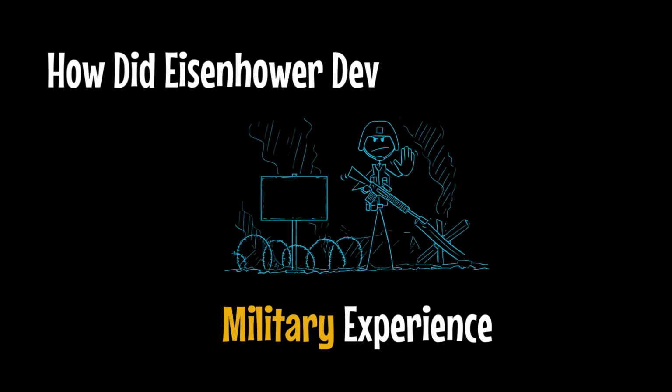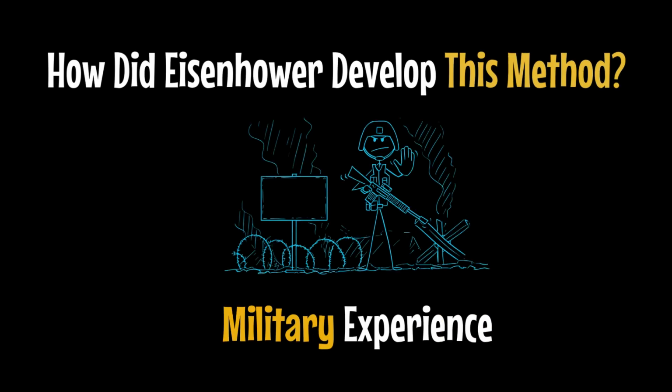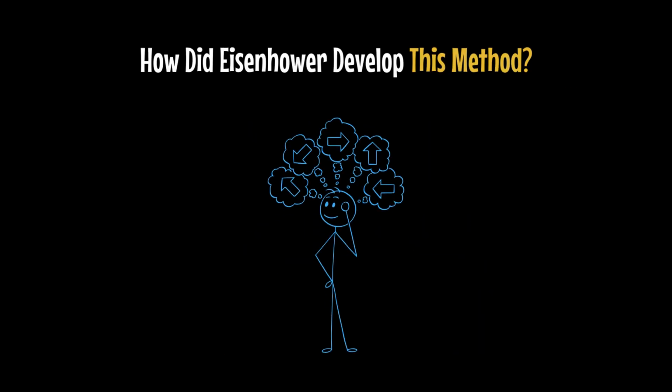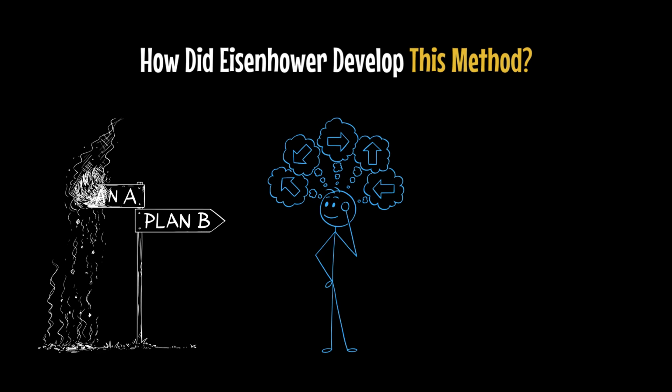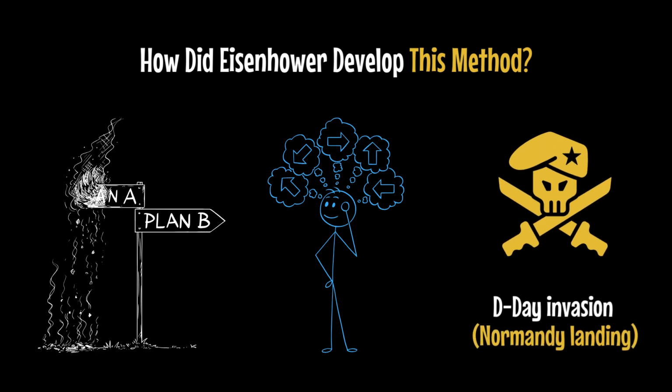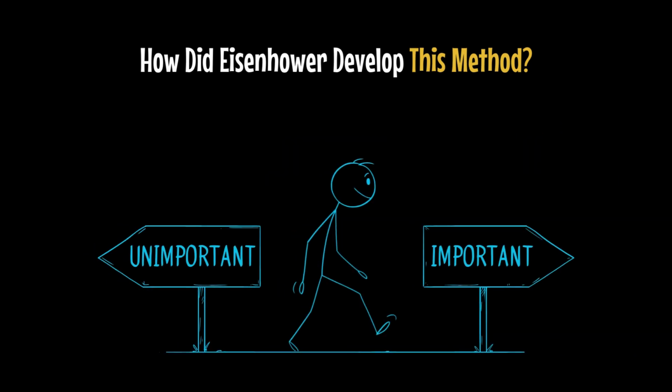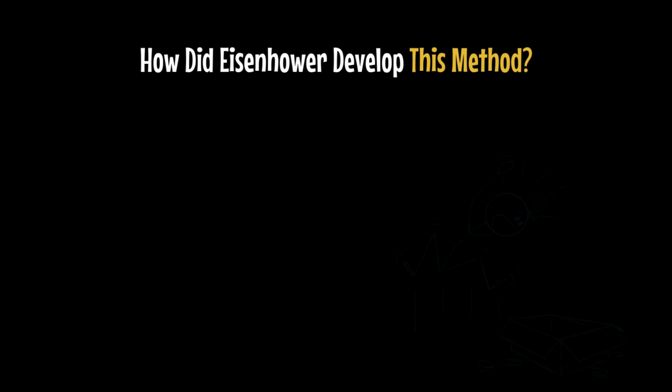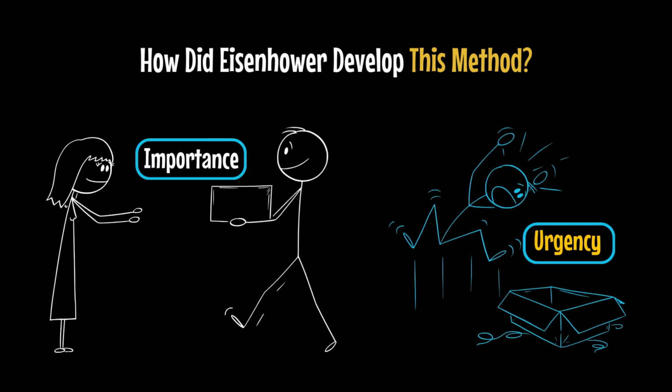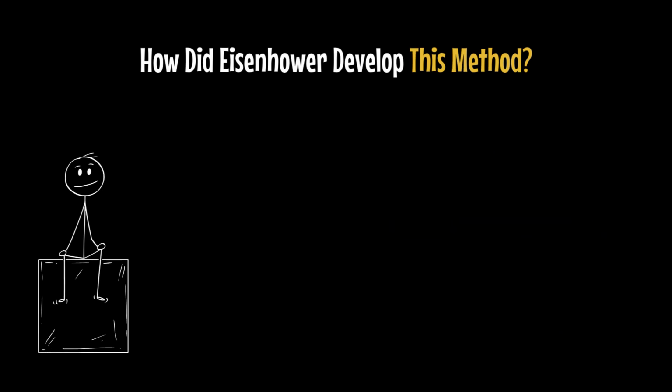How did Eisenhower come up with this method? Military experience. During World War II, Eisenhower led massive military operations, including the D-Day invasion, Normandy landing. He had to quickly determine which tasks were critically important and which could be postponed or delegated. This forced him to classify tasks based on urgency and importance, the principle he followed.